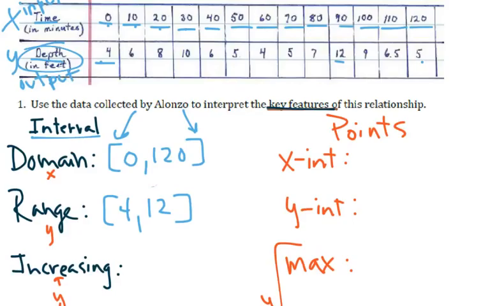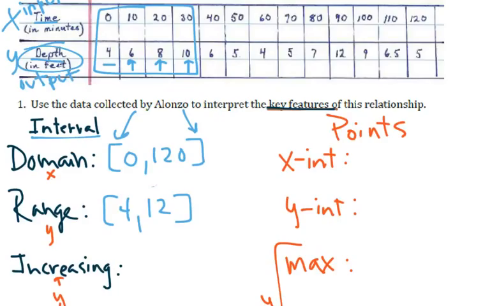So, domain, remember, all our possible x's. Range, all our possible y's. Now increasing and decreasing. For this one, we have to compare. So we go 4 to 6, that's increasing, right? To 8 is increasing, to 10 is increasing. Back down to 6 is decreasing. So in this section of the table, we're increasing.